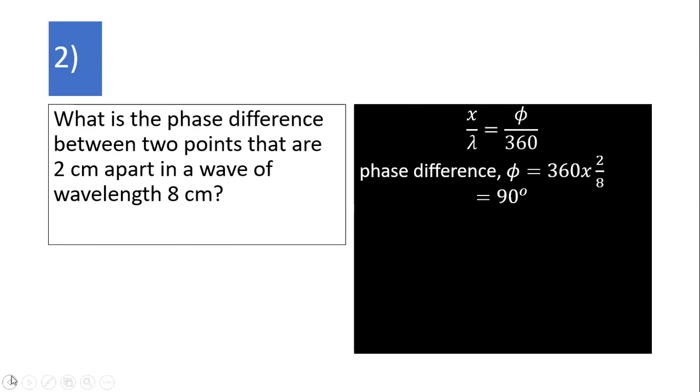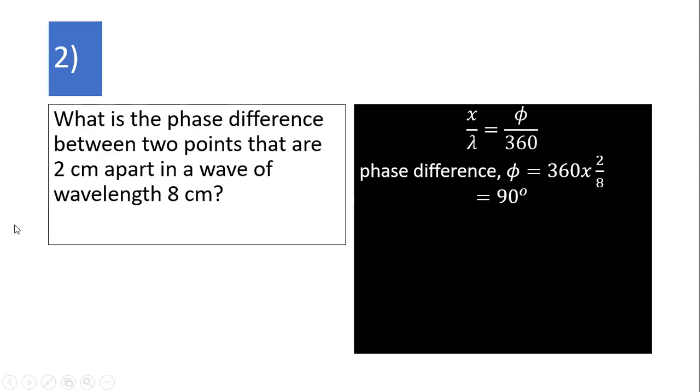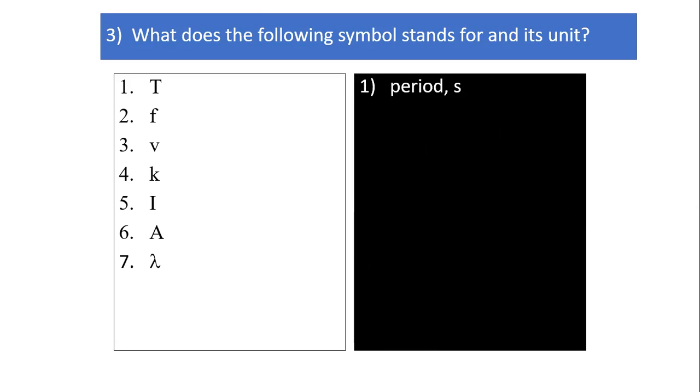Right, and then the wave speed is the distance per unit time that a crest moves. Phase difference between two points that are 2 cm apart, that one you should be able to do. 90 degrees or pi over 2 radian. Stop me if I'm going too fast. And then you should know all these symbols. If you get it right, give yourself one point each.